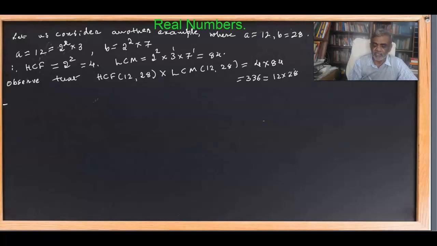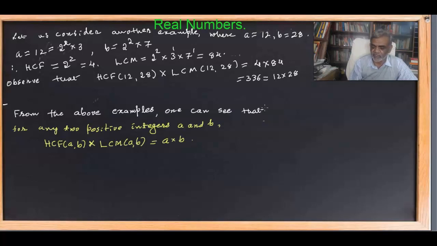From this observation we can make a general statement here. From the above example, one can see that for any two positive integers A and B, HCF of A and B into LCM of A and B is equal to the product of those two numbers.